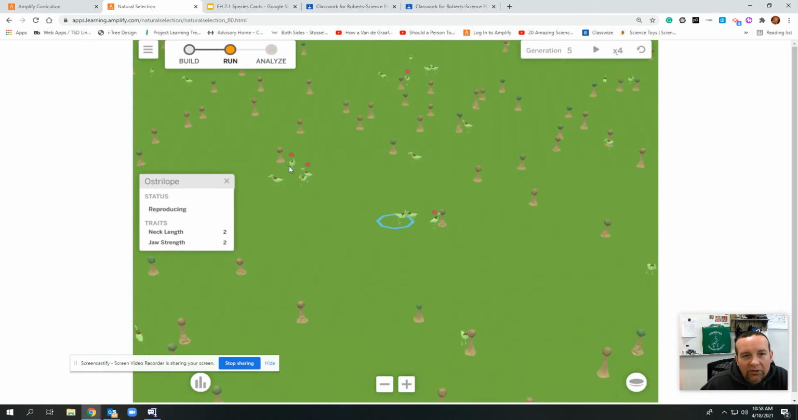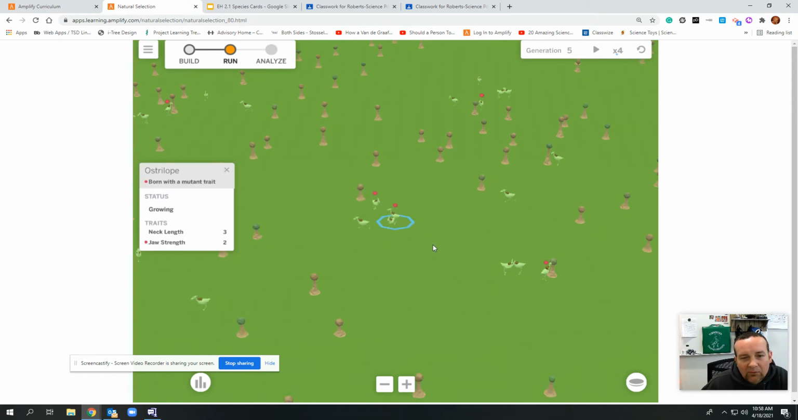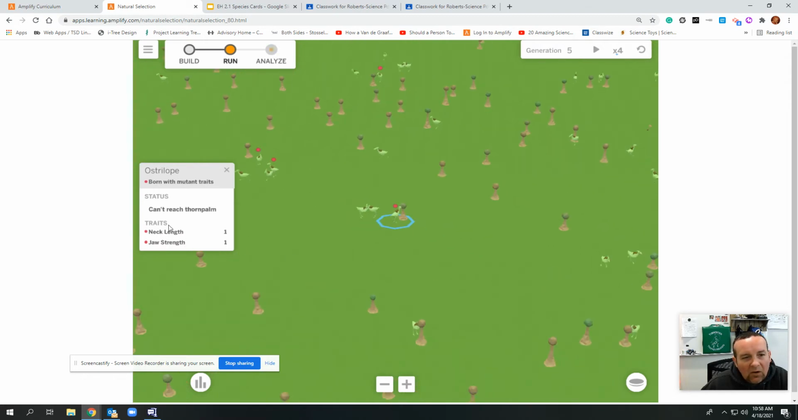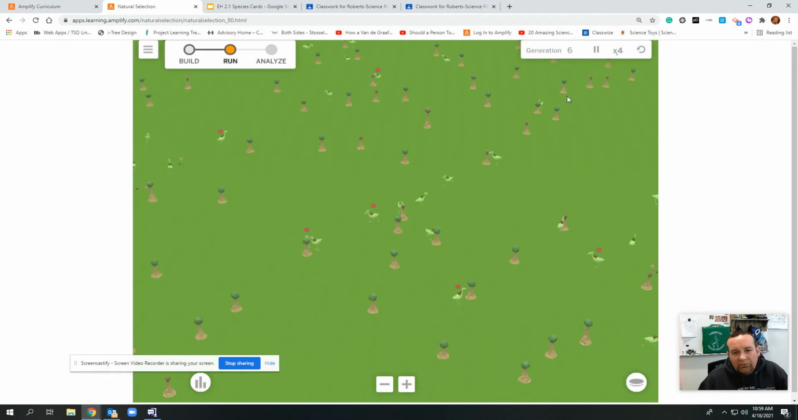What are these little critters running around with the red here? What does that mean? Look, this one was born with a mutant trait. 2 of them, in fact. Neck length is longer, jaw strength is weaker. Look, this one's already got a neck length of 3. Uh-oh, this one was born with a shorter neck length. Uh-oh. I wonder if that trait's going to die off soon. Let's find out. Remember, we want to get to 50 generations.